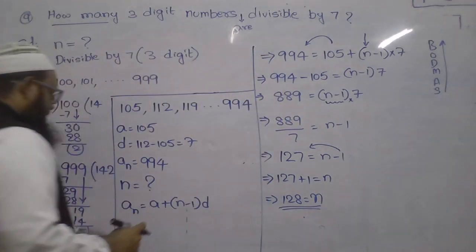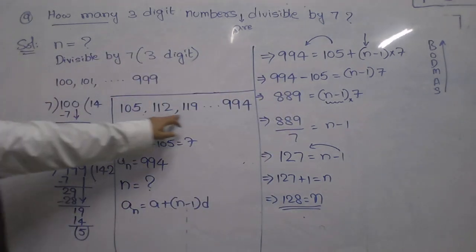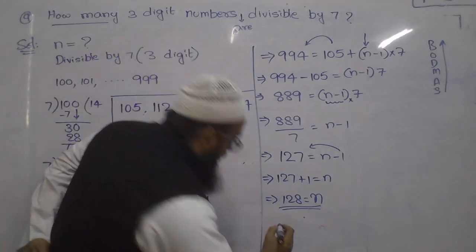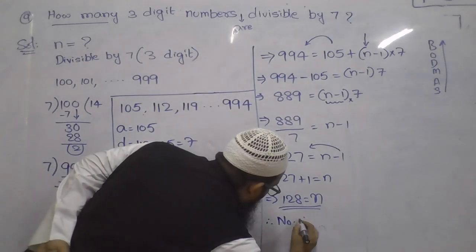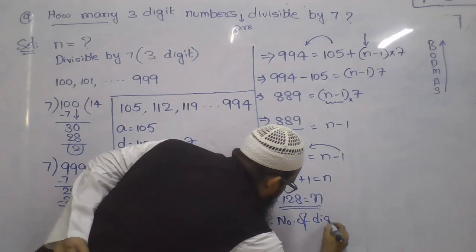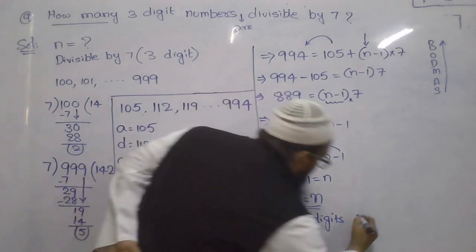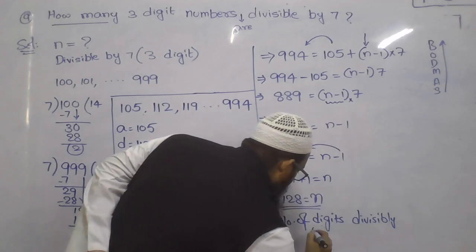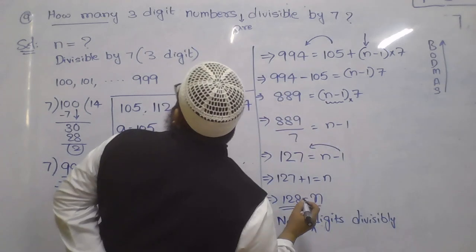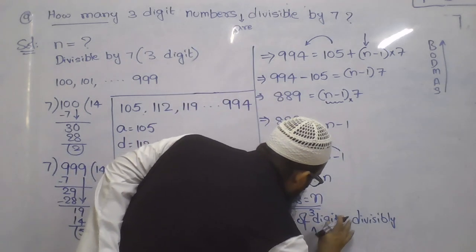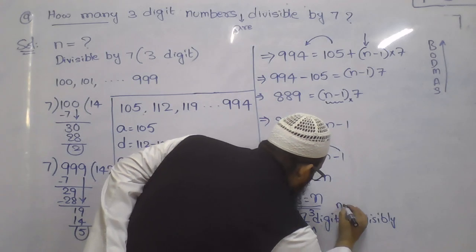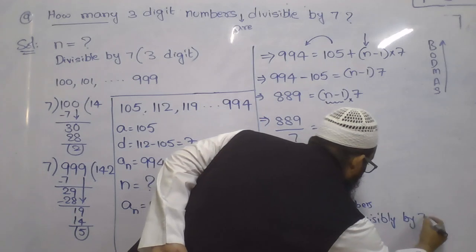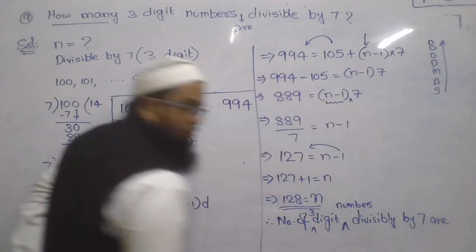So what is n, my dear students? Number of three-digit numbers divisible by 7. So therefore, number of three-digit numbers divisible by 7 are, how many are there?